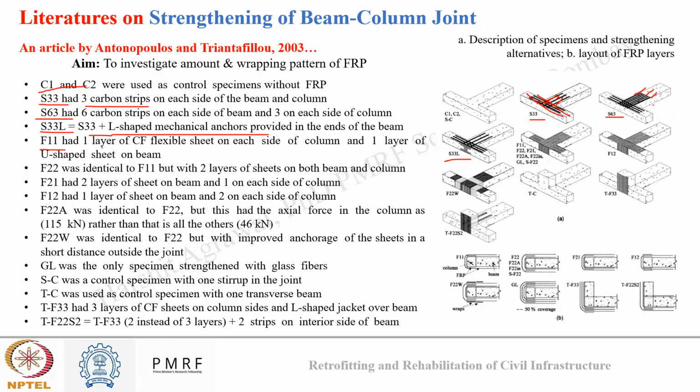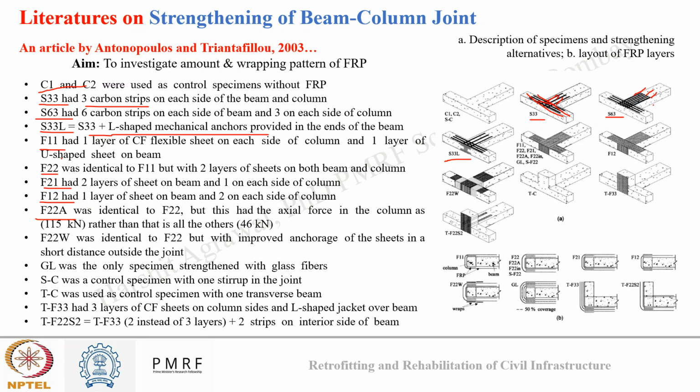F11 had one layer of carbon fiber flexible sheet on each side of the column and one layer of U-shaped sheet on the beam. Okay, so this is my F11. So here, instead of carbon strips, they used sheets. Okay, F22 was identical to F11, but had two layers of sheet on both beams and columns. F21 had two layers of sheet on the beam and one layer of sheet on the column. F12 had one layer of sheet on the beam and two layers of sheet on the column.